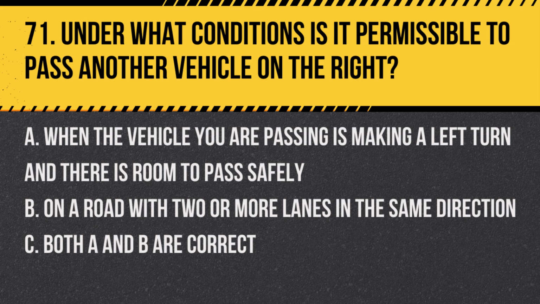A. When the vehicle you are passing is making a left turn and there is room to pass safely. B. On a road with two or more lanes in the same direction. C. Both A and B are correct. Answer. C. Both A and B are correct. Passing on the right is allowed under specific conditions, including when the vehicle ahead is turning left and when the road has two or more lanes in the same direction.